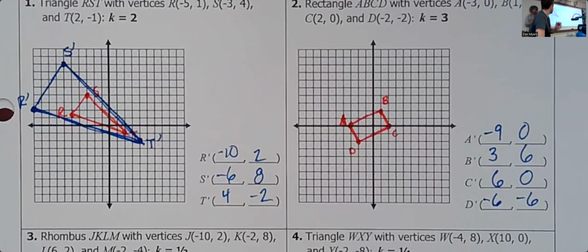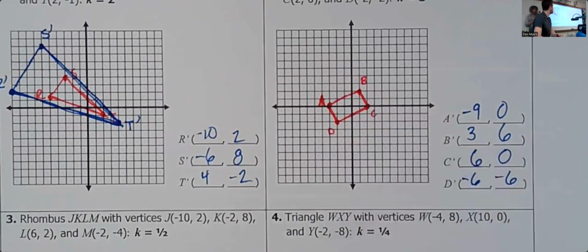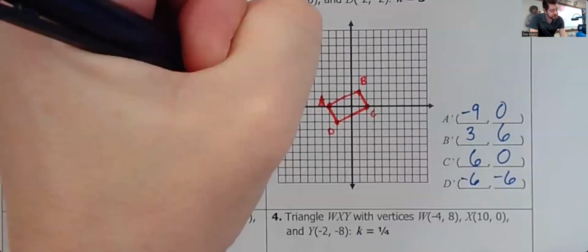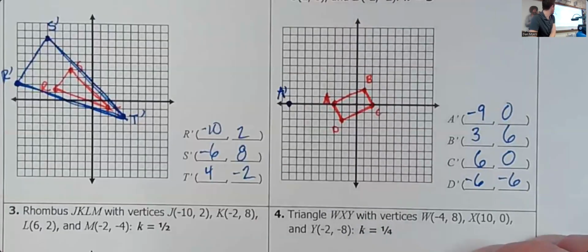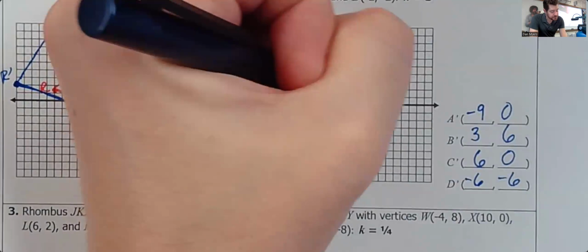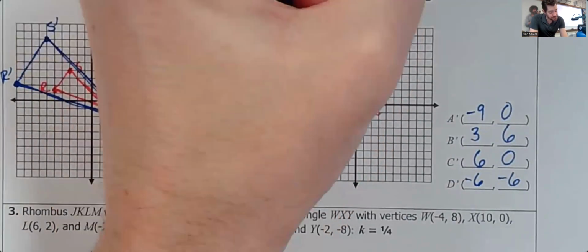So there's our pre-image in red. And then all of your image values should be right here in blue. So A prime is going to be all the way to the left at negative 9, 0. So there's our image value of A prime. B is at 3, 6. So there's B prime up here.